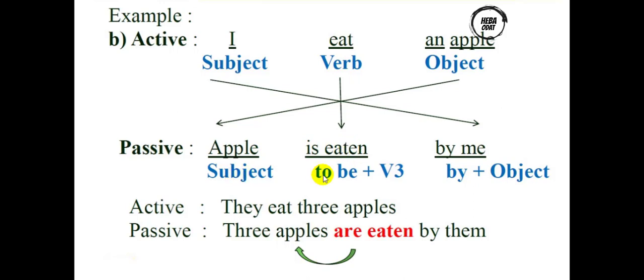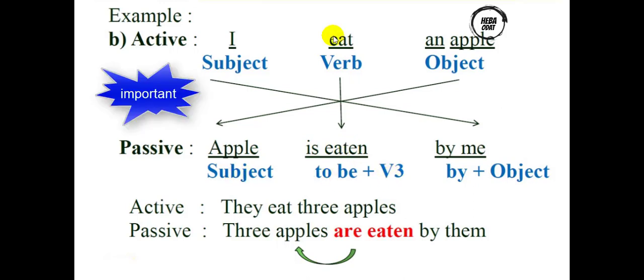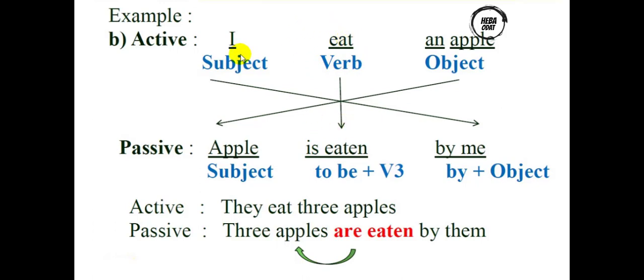Subject, verb to be plus the participle. Again, this is very important. You have to have the verb to be tense as the same tense of the main verb in the active sentence. Then I take the subject, which is I, and I put it at the end of the passive sentence and I add by before it. The apple was eaten. By whom? By me. Notice how I changed the subject pronoun into an object pronoun. Why? Because now here it is an object of preposition.